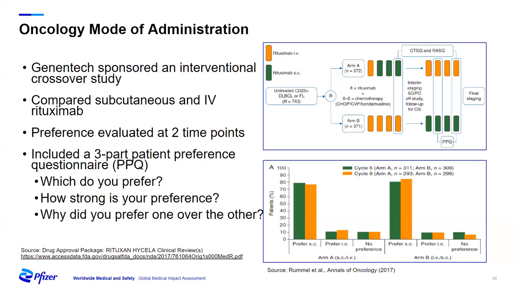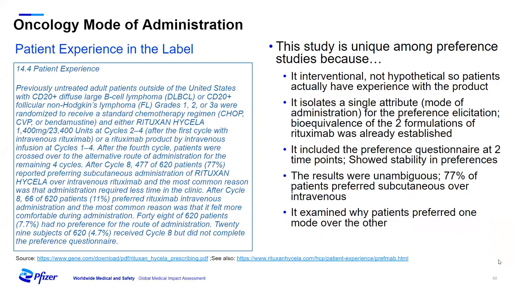The impact was that this showed up in section 14.4, the patient experience section of the product label. This was a milestone event and very important: patient preference as patient experience data in the product label.